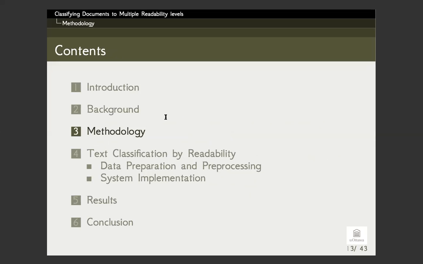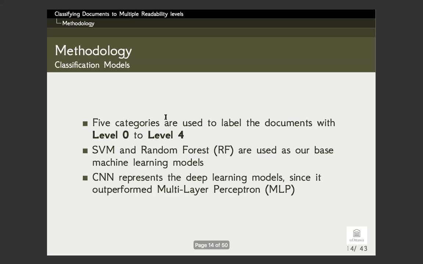For the methodology of our work, we intend to use 5 categories to label the documents, from level 0 to level 4. SVM and random forest will be used as our base machine learning models. CNN will represent the deep learning model since it outperformed the multi-layer perceptron, MLP.